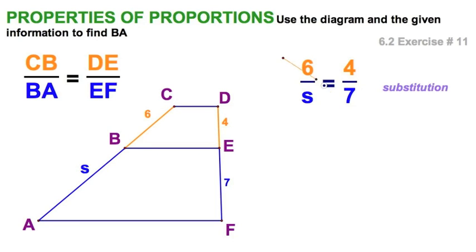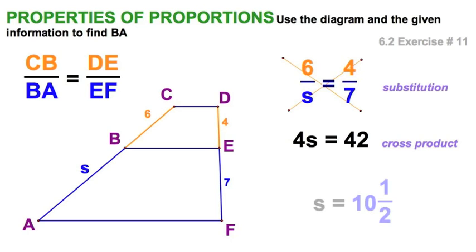This is certainly a case for cross multiply. And when I do that, I've got 4s equals 72 from my cross product, and now dividing by 4, the missing side, also known as AB, must be 10.5.